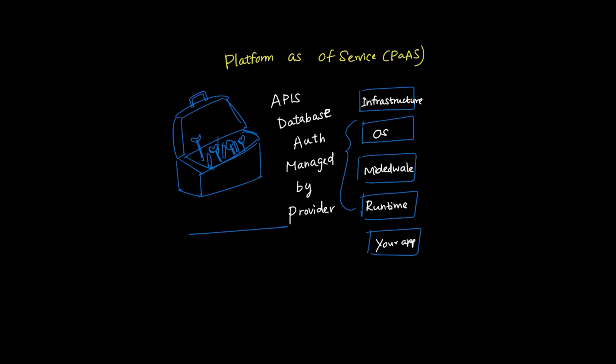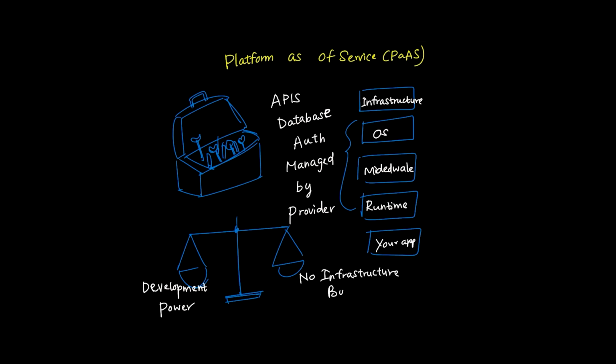Infrastructure as a service would require you to install and manage everything yourself, including the operating system. Software as a service gives you finished applications, not development platforms, and network as a service only handles connectivity. PaaS hits that perfect balance, giving you powerful development capabilities without the burden of infrastructure management.